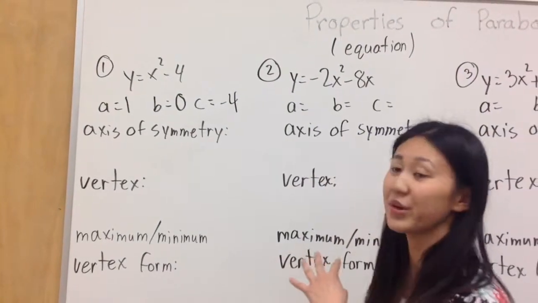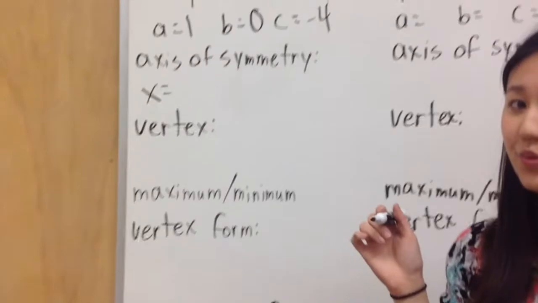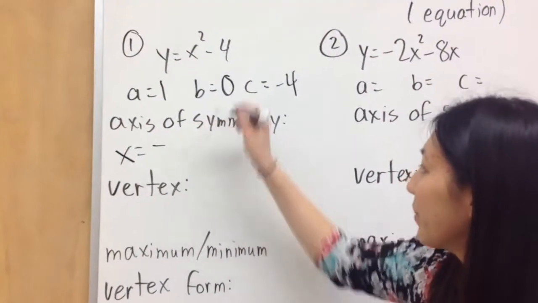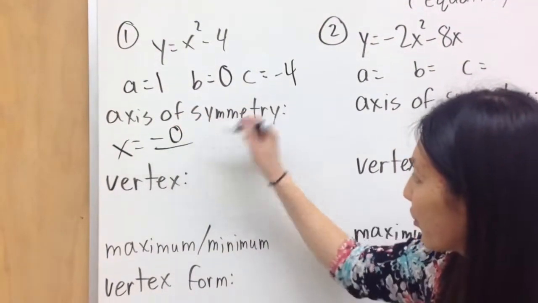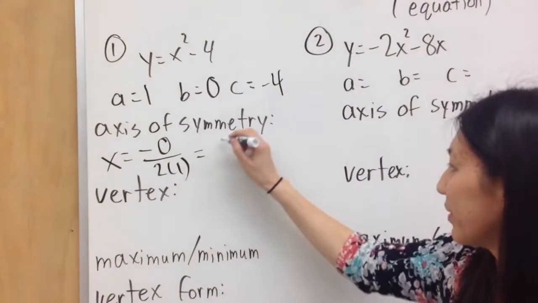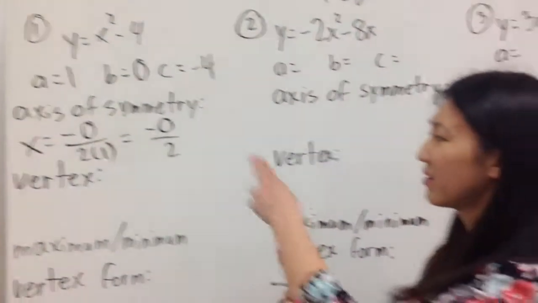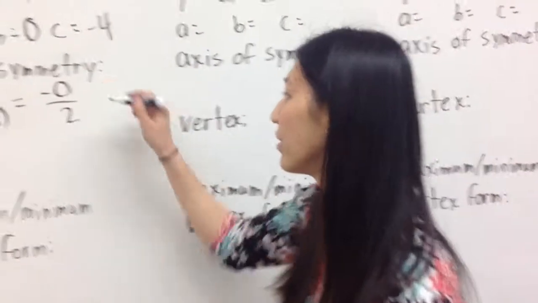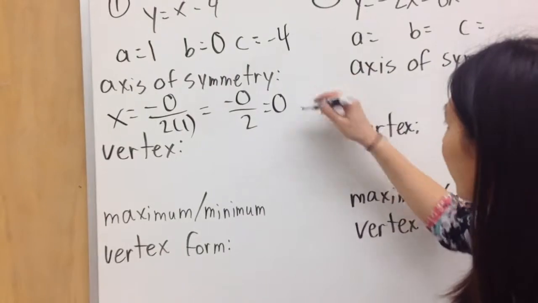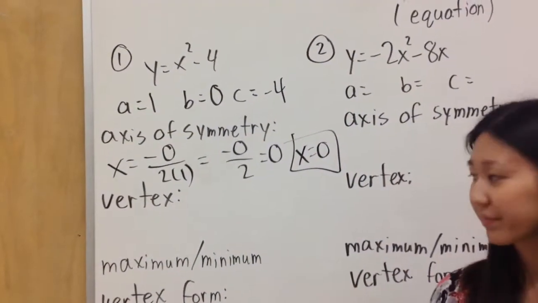We plug it into our formula. Remember, our formula was x equals negative b over 2a. So negative, my b is 0, over 2a. So 2 times 1. So this gives me negative 0 over 2. Well, 0 divided by anything is just 0. So we get 0 here. So in total we get x equals 0. So that's my axis of symmetry.